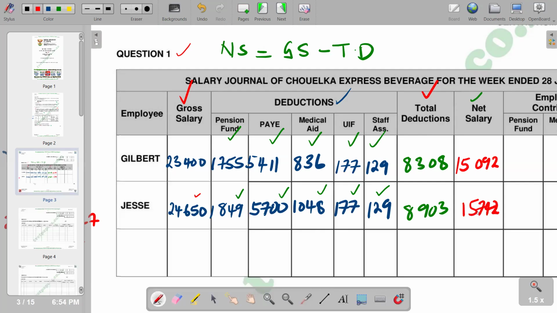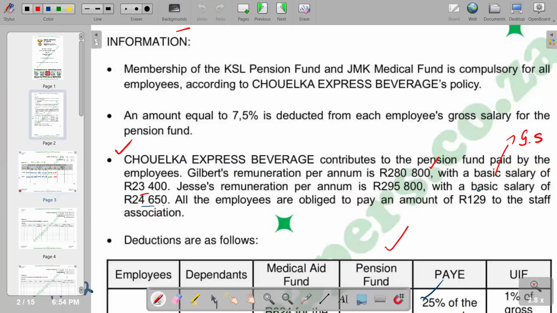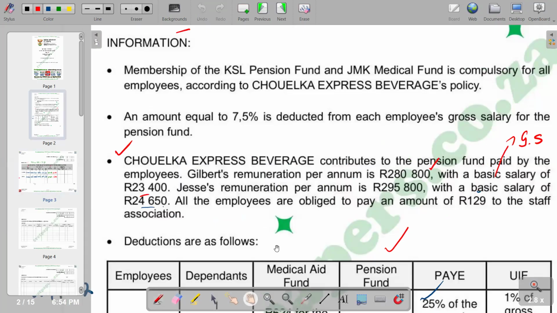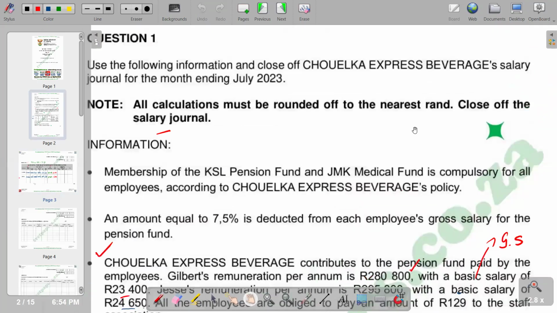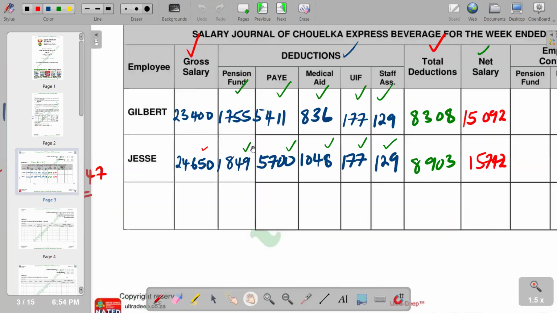Then I remember the instruction that we have, we can just refer back. It says close off the salary journal. It means we are going to add the totals of each and every column. So we add the column for gross salary, 20,400 plus 24,650. You get your total as 48,050.